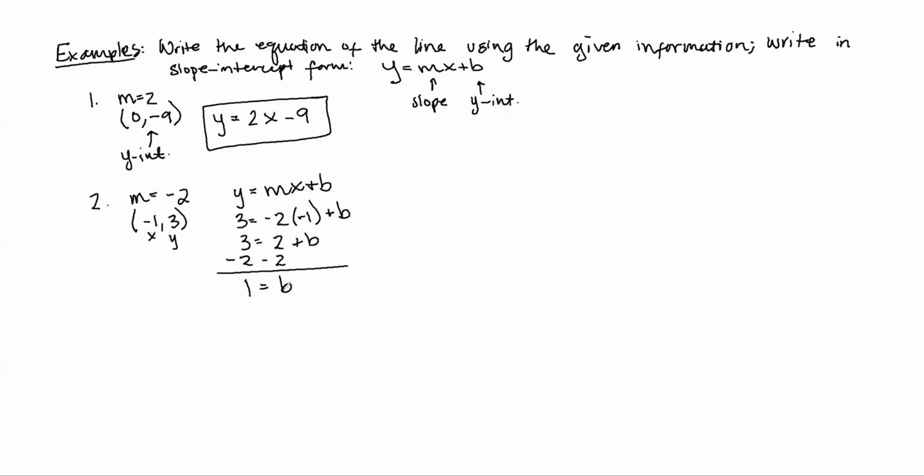So just make sure once you get to this point, even though we found b, we do have to plug it back in to find our actual equation. So we have 1 for b, our m was -2. So we have y equals m, which is -2, x plus b, so plus 1.